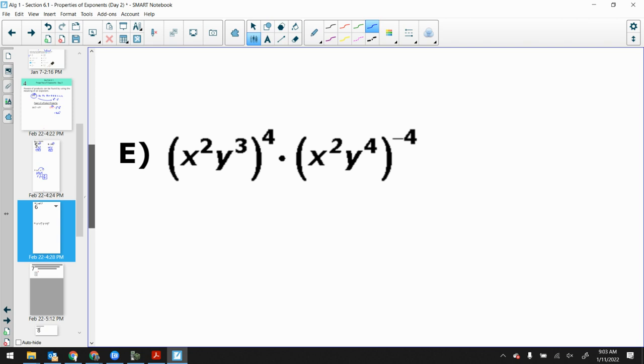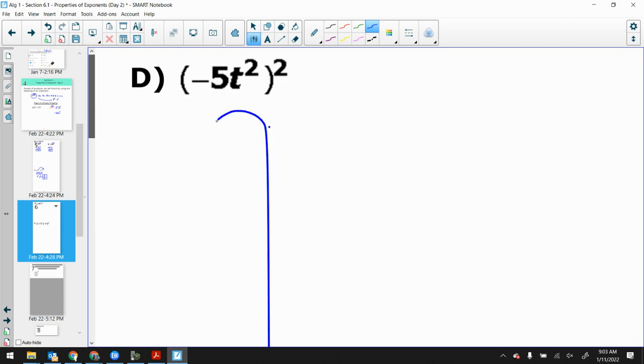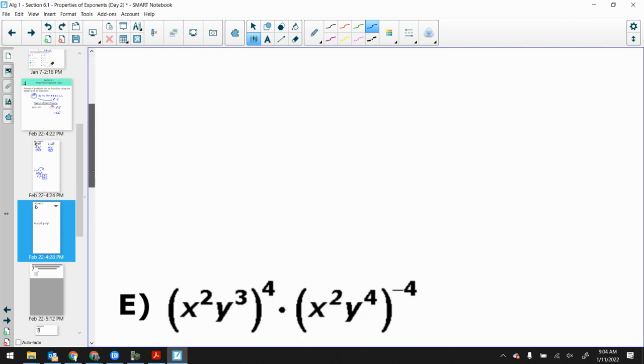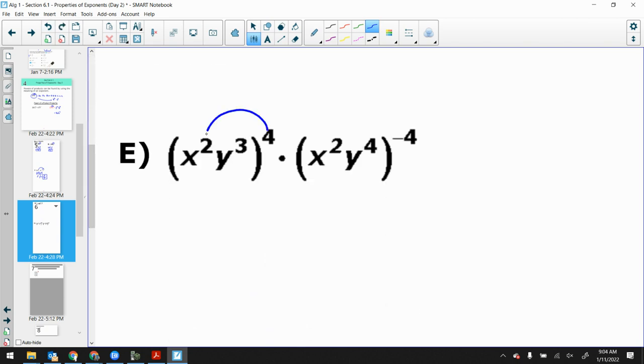Okay. Here's what I will say. I am definitely okay if you take the power and you bring it in. What's going to end up being the power on x when I distribute that in? 8. I'm totally okay if you jump to x to the 8. Why is that happening? Because it's x squared raised to the 4th power. So I am totally okay if you just say, okay, x to the 8. And then y to the 12th, because I'm taking power to a power, I multiply.